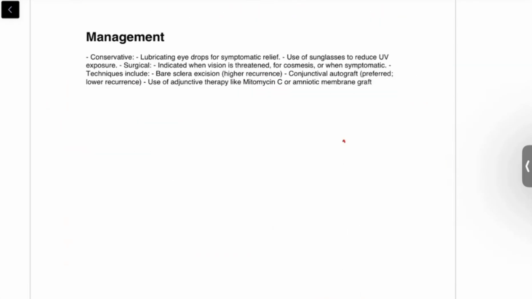How will we manage a case of pterygium? There are two main possibilities. One is conservative management. Just like we discussed in the clinical features, there will be dryness of the eye, foreign body sensation, and constant itching and irritation. For all those symptoms, we will use lubricating eye drops like carboxymethyl cellulose or CMC eye drops, which are nothing but artificial tears. These will lubricate the eye and provide symptomatic relief. Other than that, as I said before, use sunglasses, not only for photos and looks but also for protection from UV radiation. Surgery is indicated when vision is threatened, for cosmetic purposes, or when the patient is symptomatic.